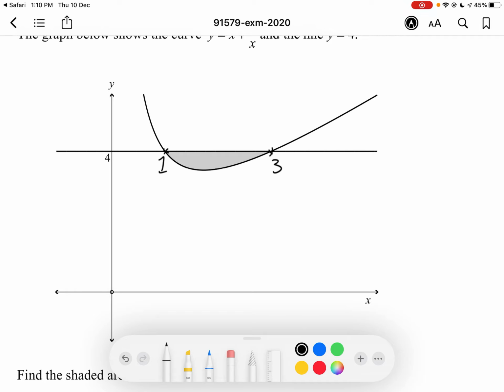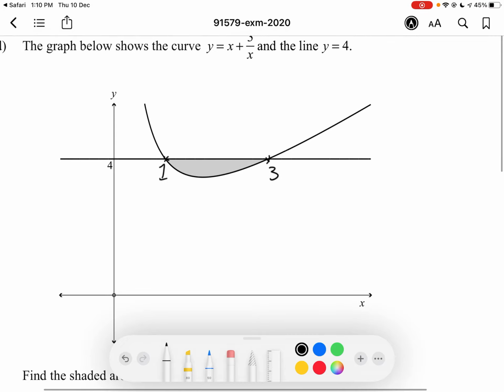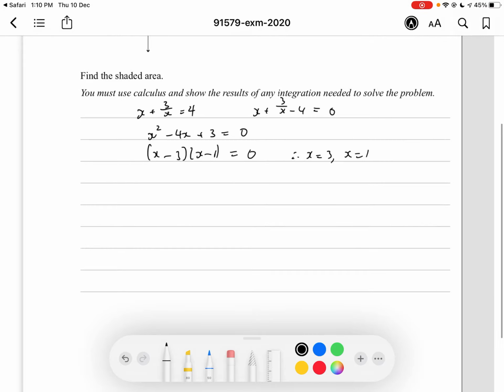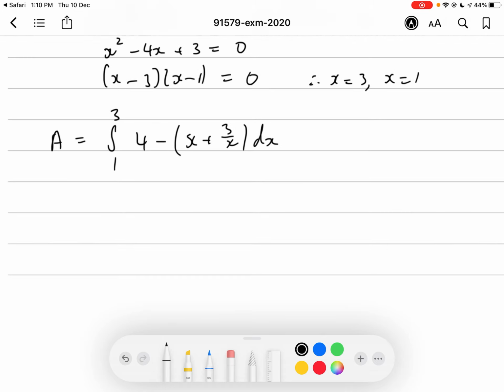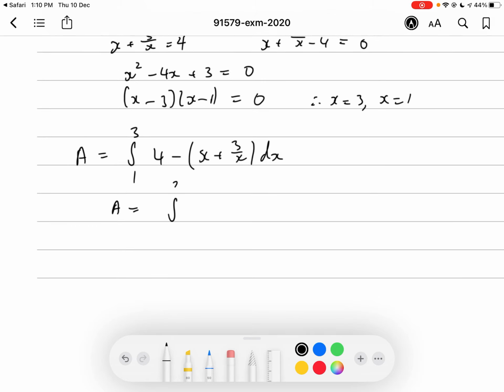And now we're trying to find the area that's below the line y equals 4, and that's enclosed by y equals 4 and y equals x plus 3 over x. So our area will just be the integral from x equals 1 to x equals 3 of 4 minus our x plus 3 over x dx. So if we simplify this, we get the integral of 4 minus x minus 3 over x dx.